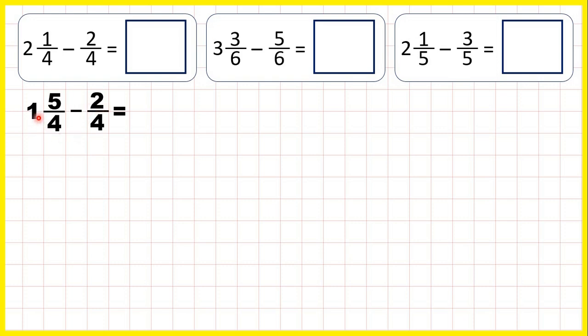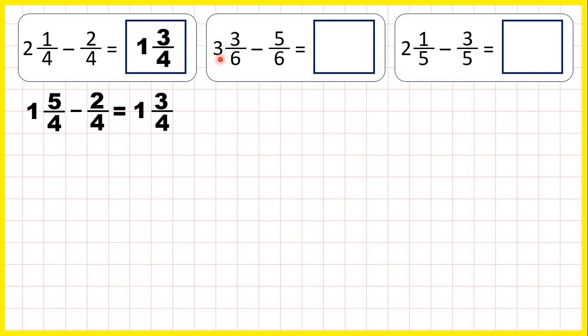We're not taking away any whole numbers, so the 1 whole stays the same in our answer. But now 5/4 take away 2/4 is 3/4, because remember, the denominator stays the same and 5 minus 2 is 3. So our answer is 1 and 3/4.